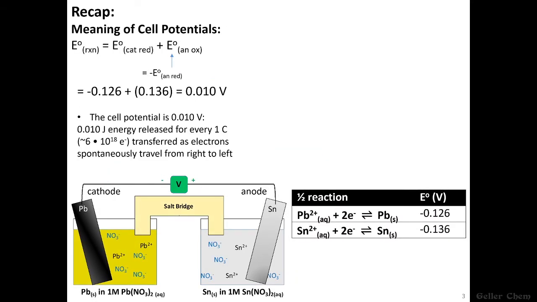So from the reaction's point of view, the overall voltage is simply the reduction voltage of the cathode plus the oxidation voltage at the anode. And so the reduction voltage of the cathode in this particular example is negative 0.126, which by itself looks rather unfavorable. It's negative, and we want voltages to be positive. But because this one is going to flip and be oxidized, its voltage becomes positive 0.136.